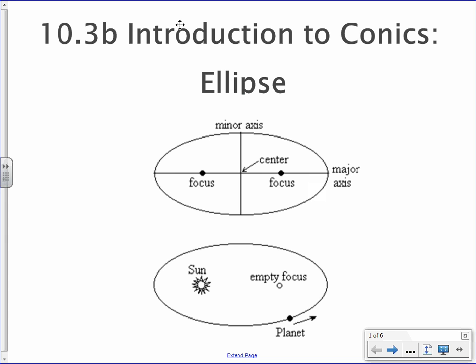Let's talk about ellipses again. First of all, what I want you to realize is that planets orbit in an elliptical pattern. So there's one way that ellipses are important. They're not just something I'm forcing you to do for no reason. Planets do orbit in elliptical patterns.